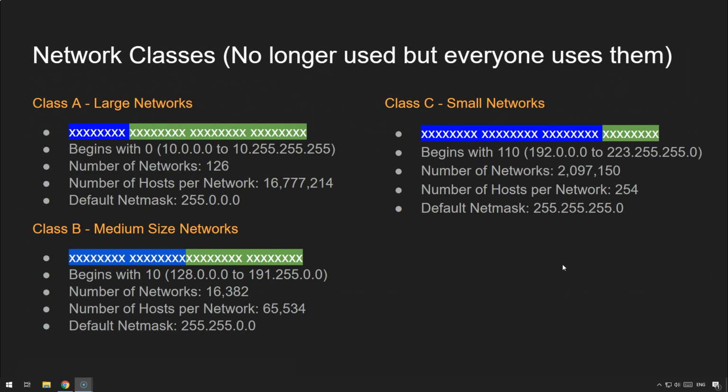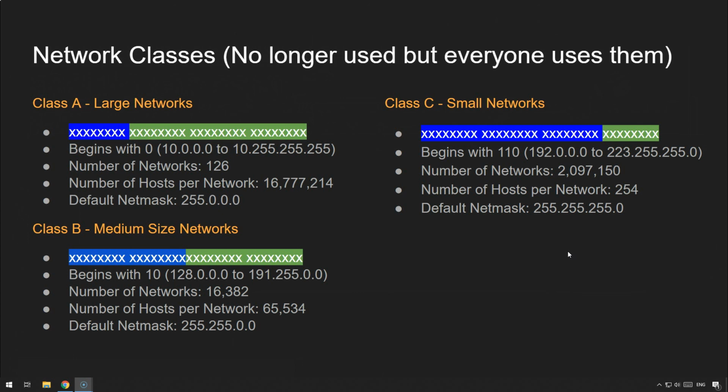Okay, so we've just got one last thing to cover now, and that is network classes. Technically, they're no longer used. Since 1993, we have had a classless system. But back before then, you were limited in what network masks you could actually use, and some of the names, because they're pretty standard, have stuck. So we'll talk about that now.